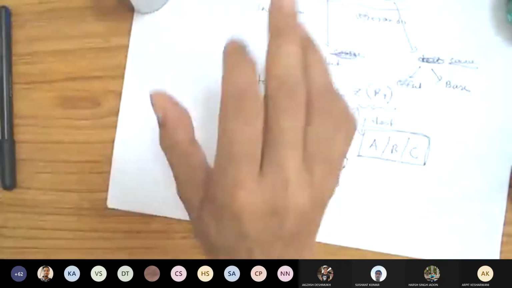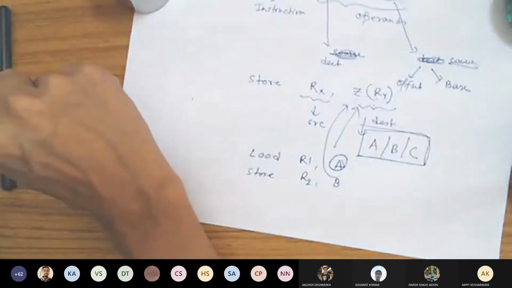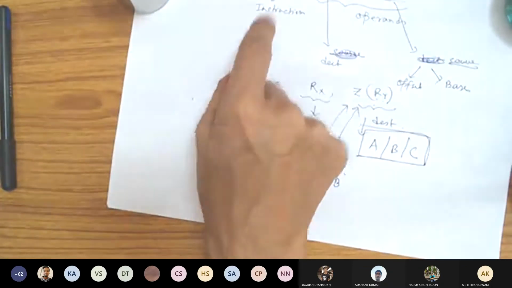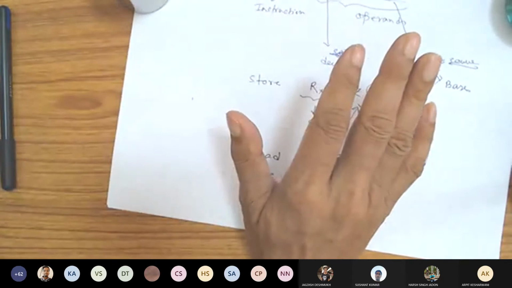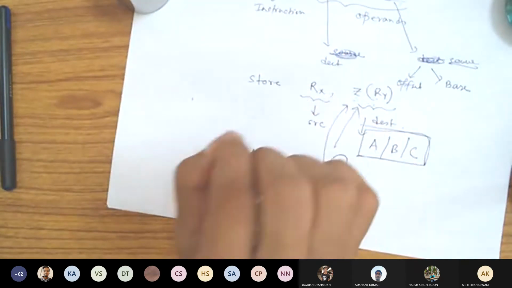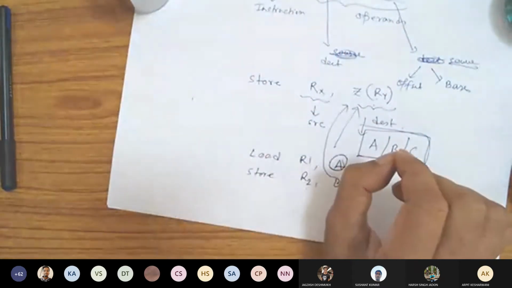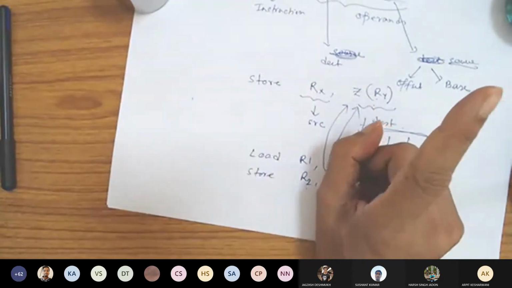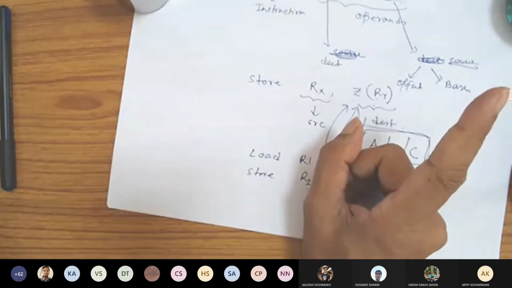If you understand these two instructions, half of the RISC instructions are done. Because of them, it is called load store architecture. These two instructions are extremely important. We started with an example A equals to B plus C. A is in memory, B is in memory, and C will also be there in memory.